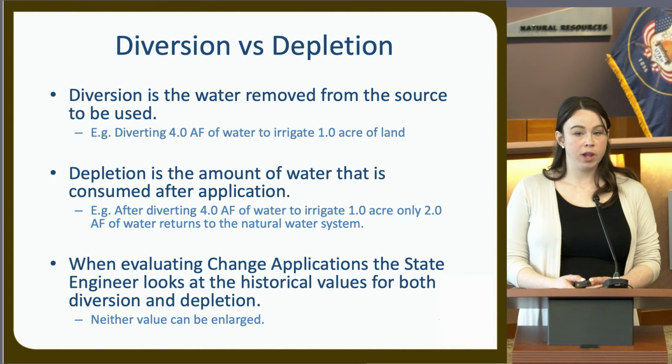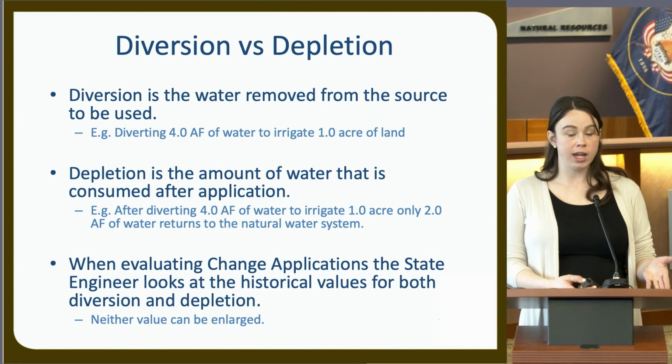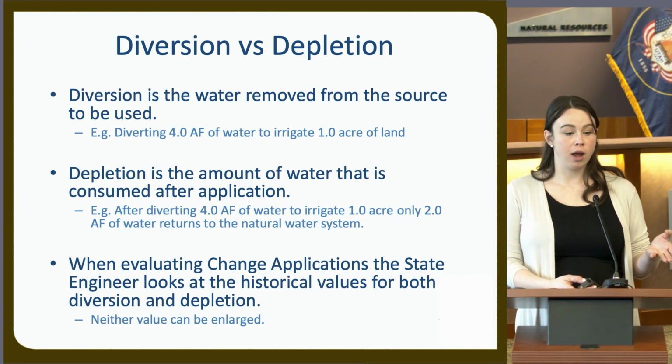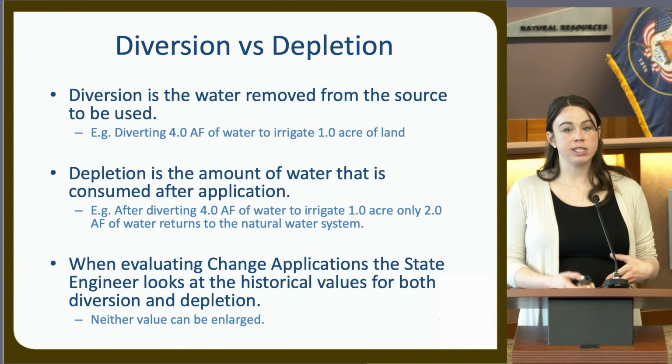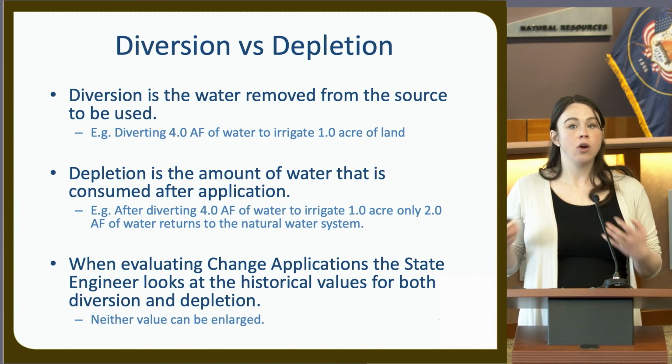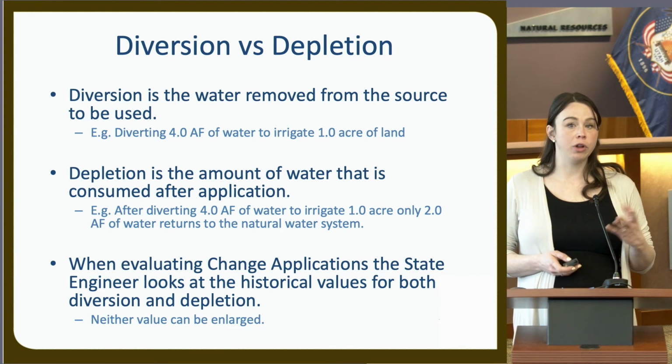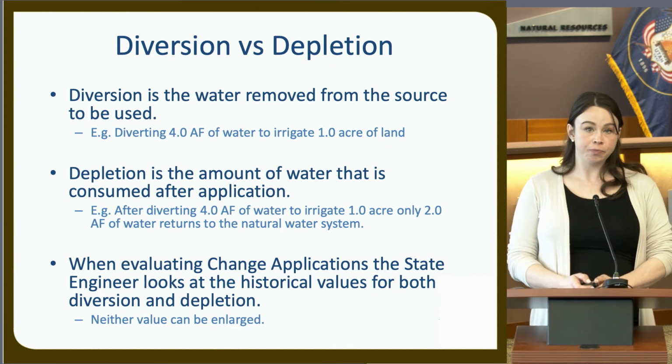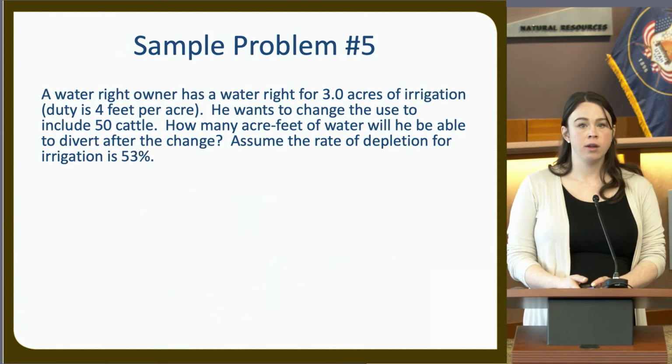So it's important that we look at historically what you have been diverting and depleting versus now that you're changing your uses. Will the same amount of depletion occur, or will additional depletion occur? So let me give some examples.